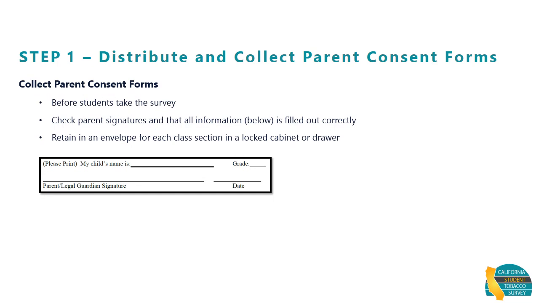Any signed, returned consent forms should be collected from students before they take the survey. If you are administering the survey to multiple sections, file those forms in their respective section envelopes. Keep all forms safe in a locked cabinet or drawer until you have completed surveying all sections and return your class section envelopes to the survey coordinator. Please review any signed returned consent forms to ensure that all information has been filled out correctly before filing them into their respective envelope.